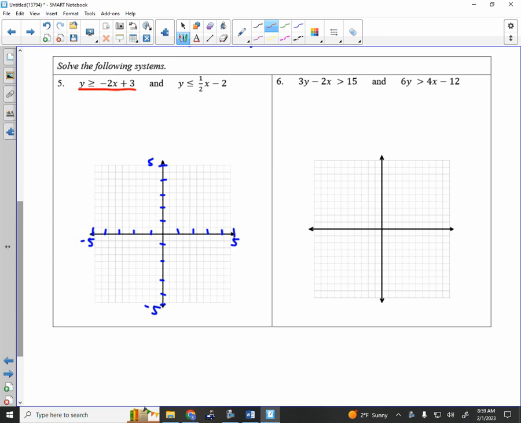And I'll graph the first one in red. So I'll plot positive 3. And my slope is negative 2. So down 2 and over 1, down 2 and over 1. Looks like I have a solid line.